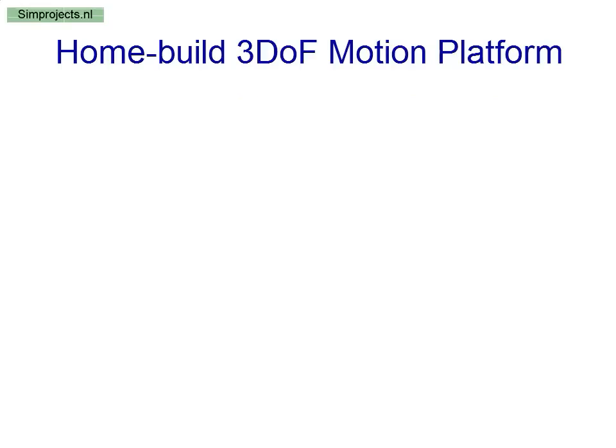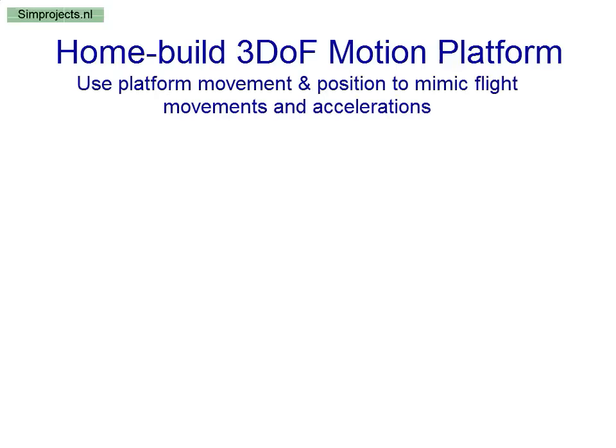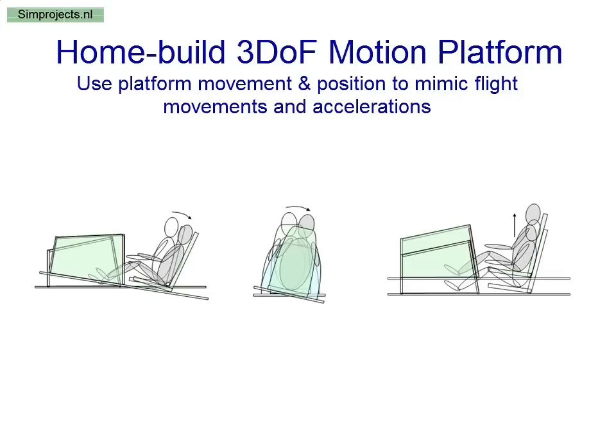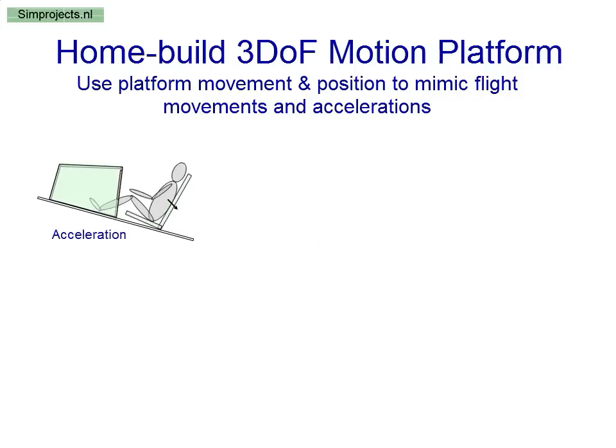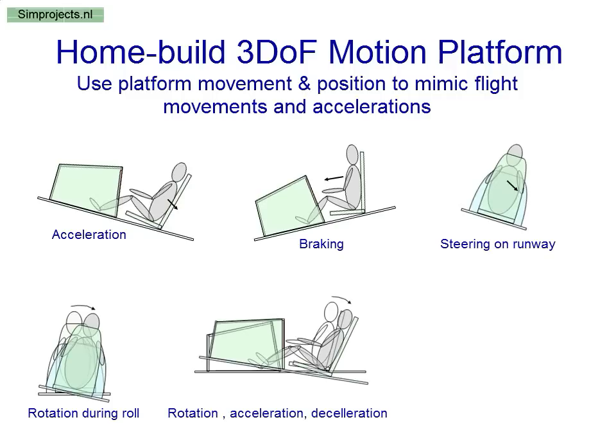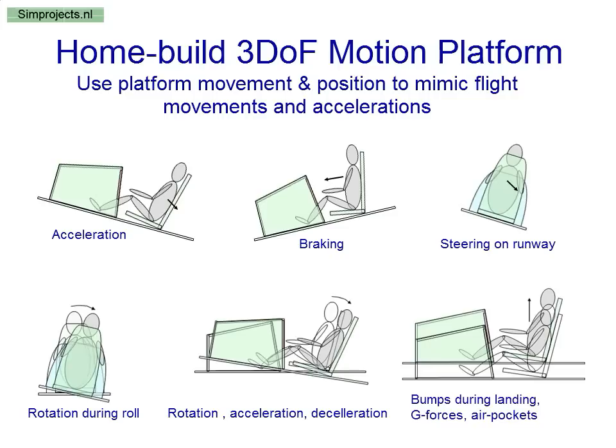My cockpit sits on a 3 degree of freedom motion platform, which can create pitch, roll and heave. On the ground, pitch is used for creating a sense of acceleration or braking. And when making fast turns, the platform will roll the opposite way to mimic centrifugal force. In the air, the platform rolls slightly when the aircraft starts a bank. Pitch is used for acceleration and deceleration, and heave is used to mimic g-forces, turbulence and touchdowns.